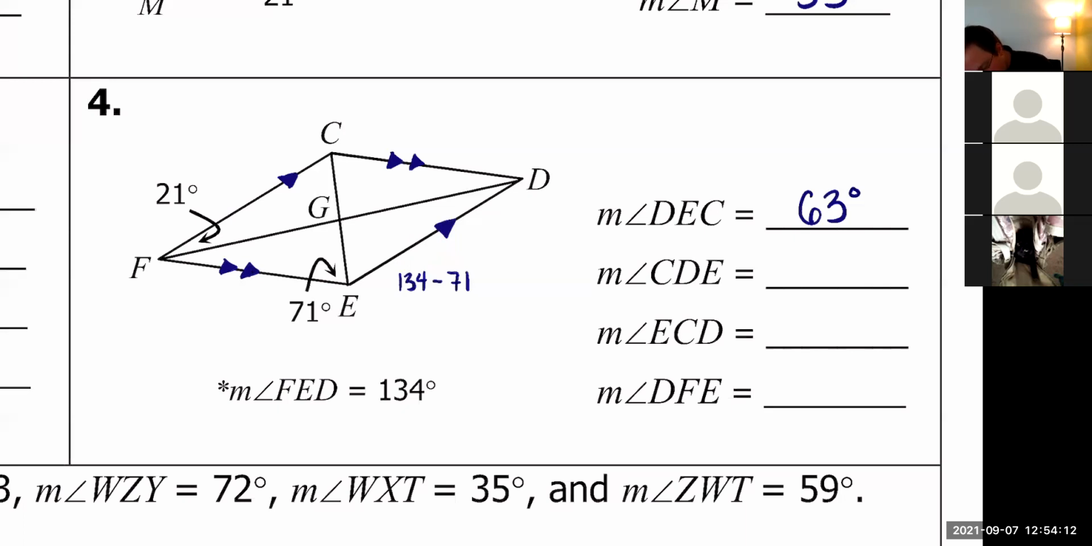Next up, we have the measure of angle CDE. CDE is right here. That is this full angle over here, ignoring the diagonal. Well, if I think about it, isn't angle E of our parallelogram and angle D of our parallelogram consecutive? If I know the whole thing is 134 here, what does that leave me with out of the 180?